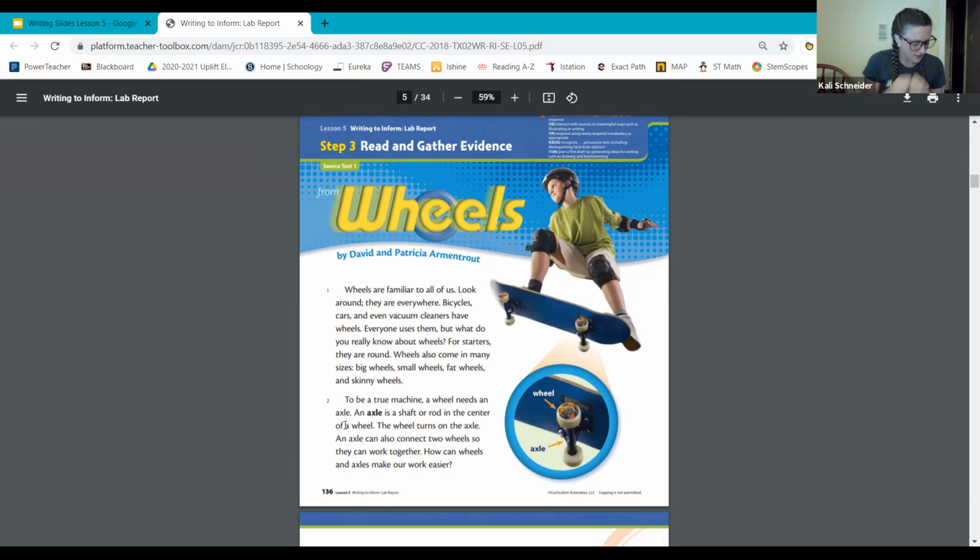All right, so now I want us to look in our text. There's a bold word here. It's a text feature, and that word is axle.